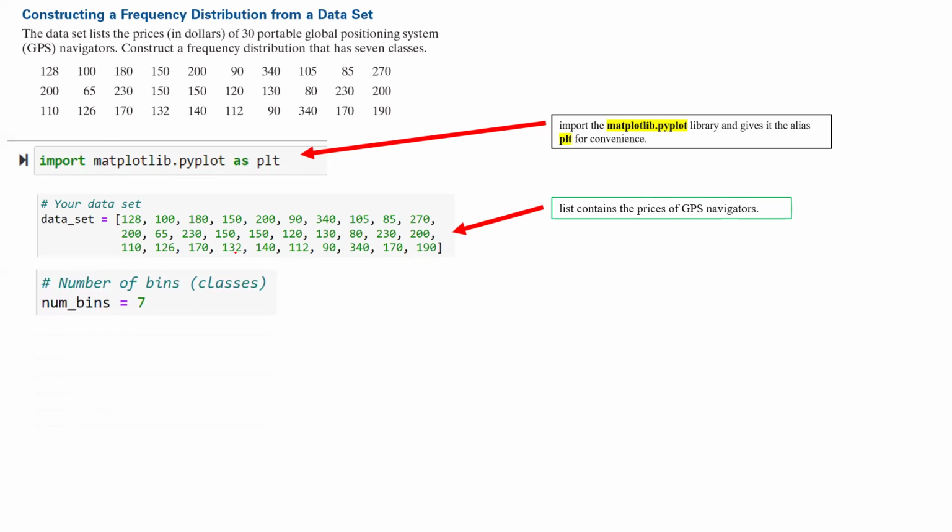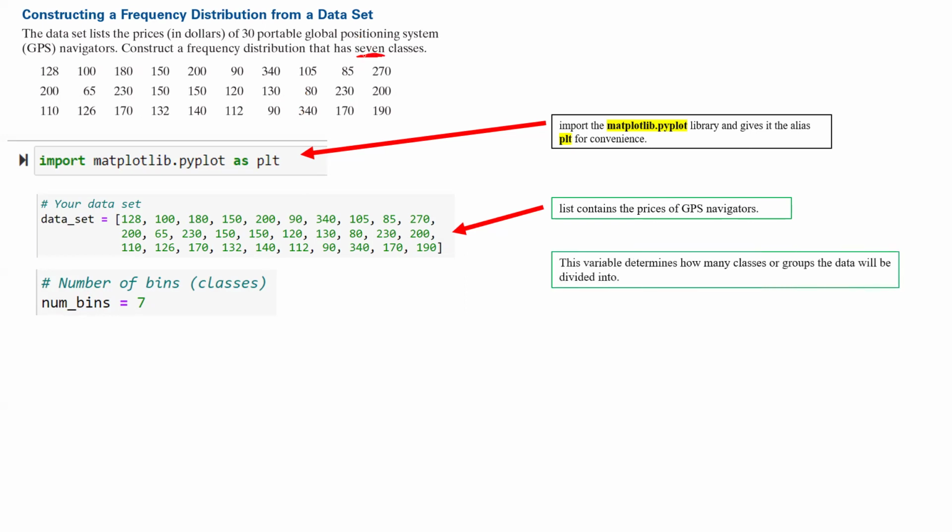Next, define the number of bins or classes. Define num underscore bins equals 7. Why 7? Because the question says, hey, I want to have 7 classes. This variable determines how many classes or groups or bins of the data are going to be available.